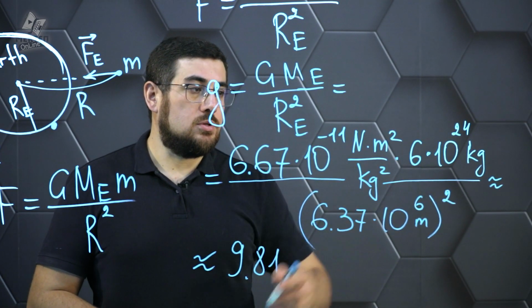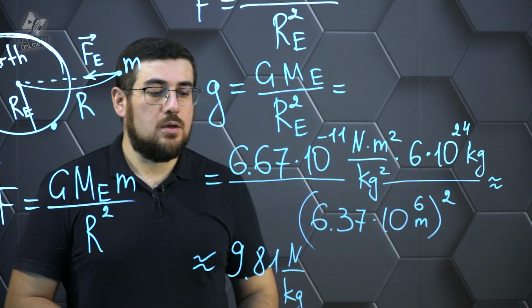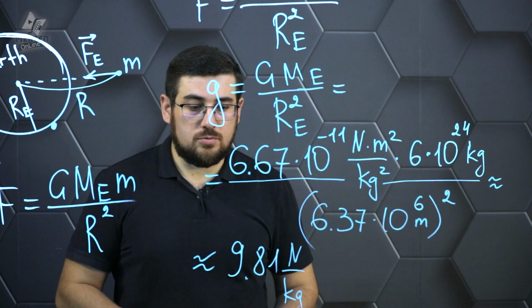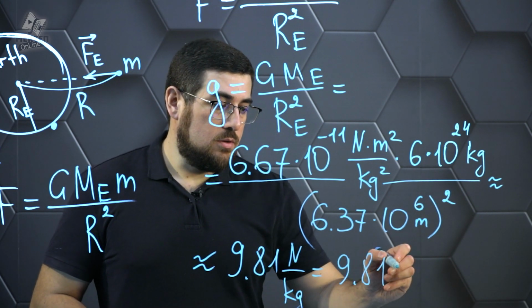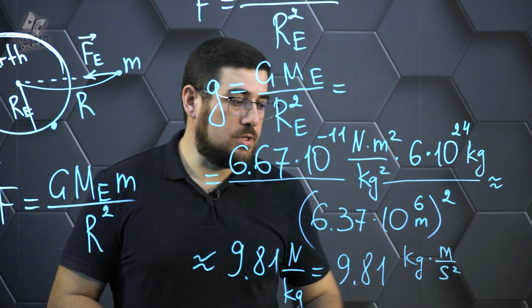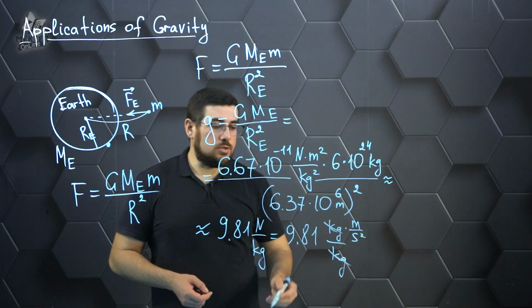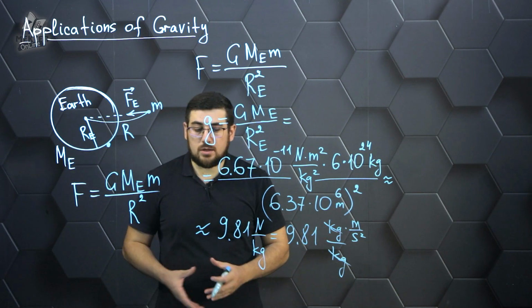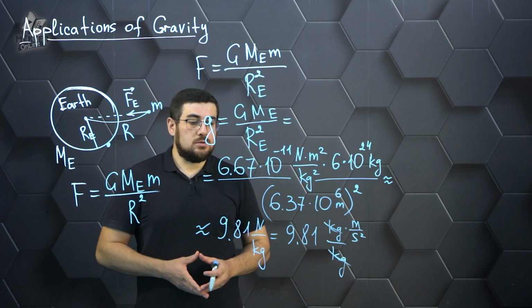Well, in dimensionality it will be Newton divided by kilogram. But as we know, we can also write the Newton as a kilogram multiplied by a meter and divided by a second squared. If we also divide by a kilogram, then we reduce the kilogram and we end up with the acceleration dimension. So for the Earth on its surface, we've got this value.